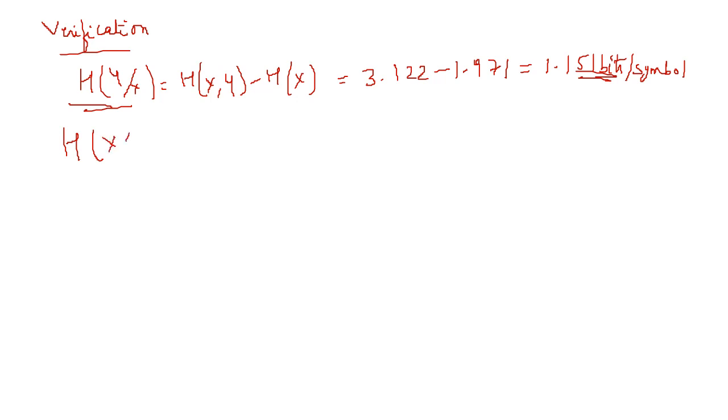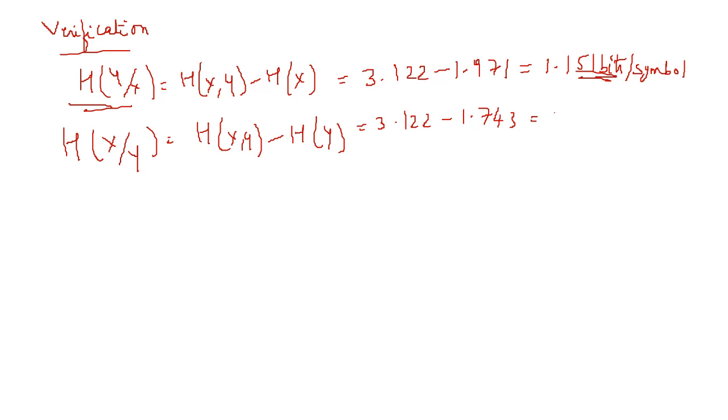Similarly, h of x by y is nothing but h of x comma y minus h of y. So we'll just try to substitute the value 3.122 minus h of y, which is 1.743. If you do this calculation, we are going to get 1.379 bits per symbol. So this value of 1.379 is same as what we have got when using the formula for h of x by y. So hence these two relationships are proved.